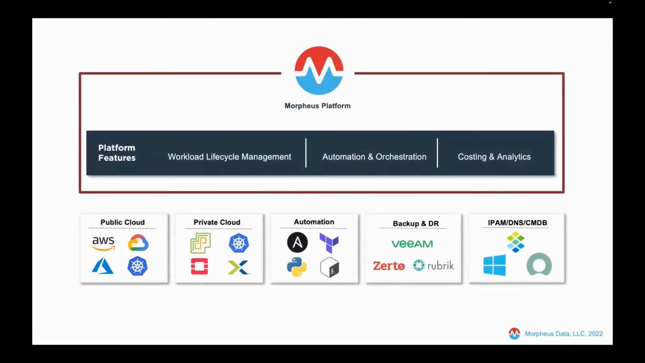Before we delve into the specifics of self-service Terraform, let's take a quick overview of the Morpheus platform itself and the capabilities it offers. The Morpheus platform focuses on three core areas. First, workload lifecycle management, helping facilitate the automated end-to-end provisioning of workloads. Second, automation and orchestration, being able to execute automation like Ansible playbooks, Python scripts, and PowerShell scripts as part of the lifecycle of a workload, as well as in an ad hoc or scheduled fashion. And finally, costing and analytics, getting visibility into things like cloud spend, both on-prem and public cloud.